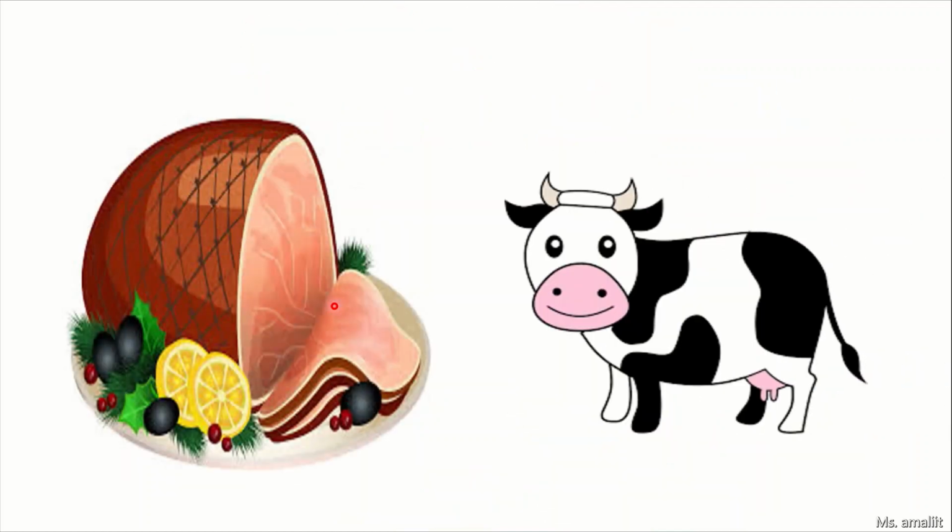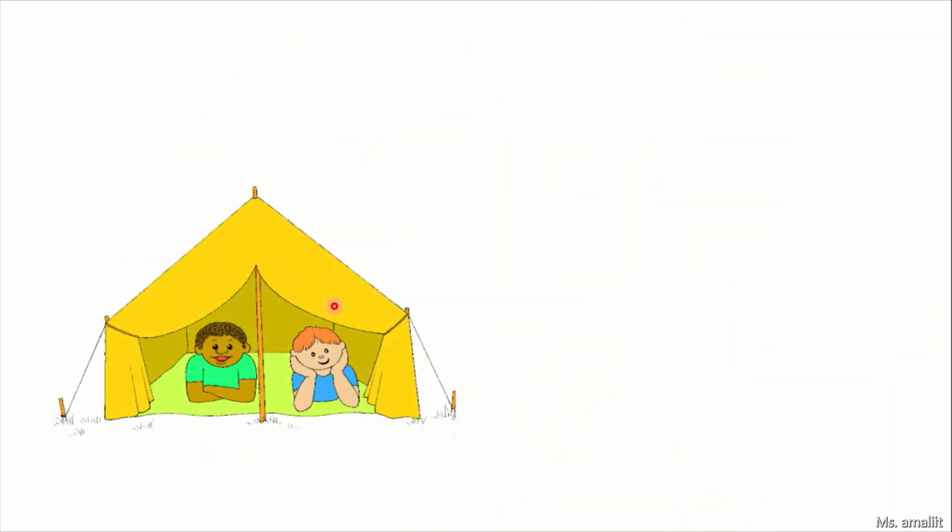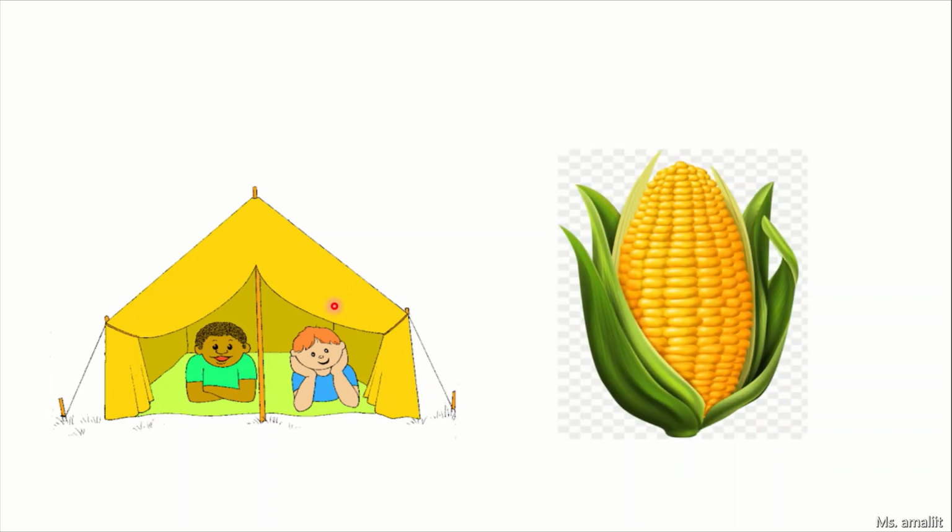Hum. Cow. Which one starts with letter C? Tent. Corn. Which one starts with letter C? K.